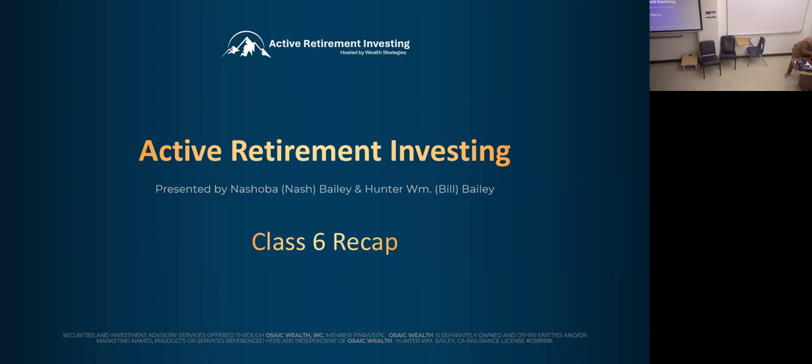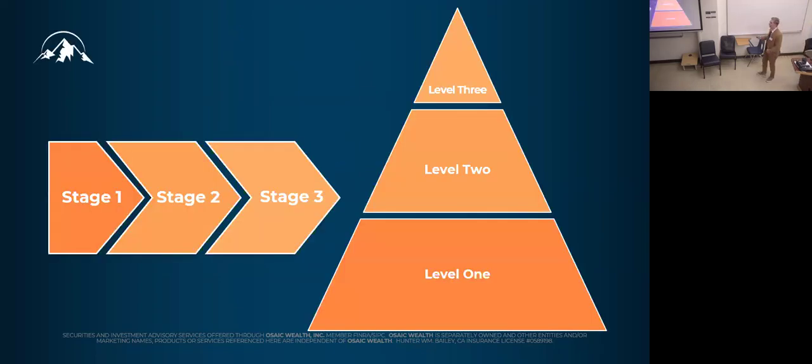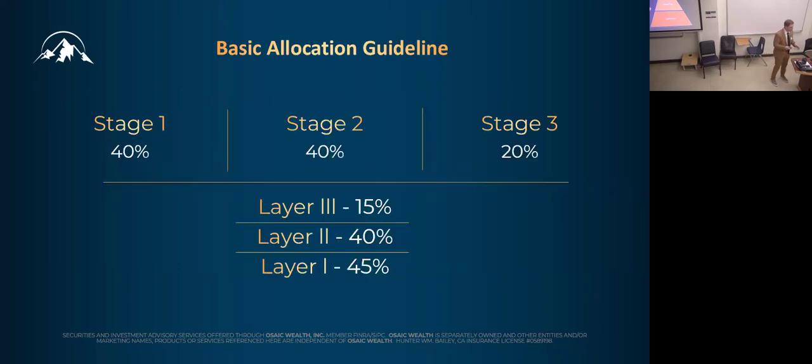So, all right. Now, let's talk a bit about what we did last time. Last time we were here, we talked about how we were going to use these concepts, lateral integration, vertical integration, and how we actually used these to build an example portfolio using this guideline where we have roughly 40% in our first stage, 40% in our second stage, and 20% in our third, and then layering about 45% in the base, 40% in the middle, and 15 on top.